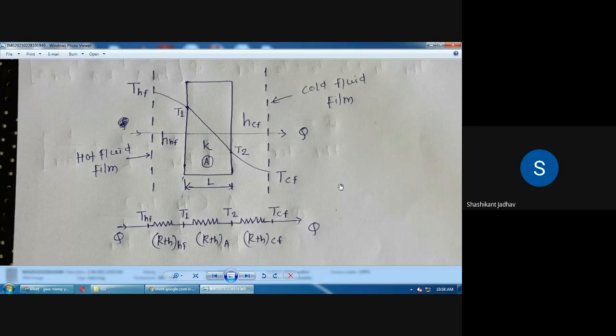So in this total system, first heat is transferred because of the convection, then heat is transferred because of the conduction, and then heat is transferred because of the convection. So for this whole system we have to calculate the overall heat transfer coefficient.